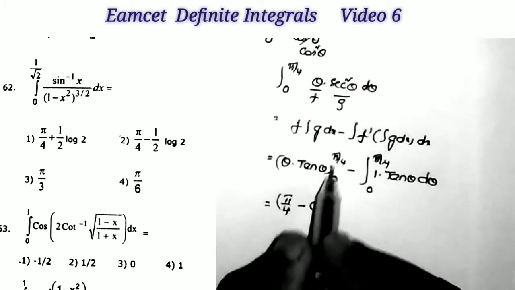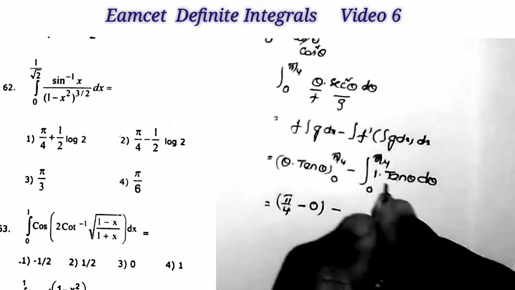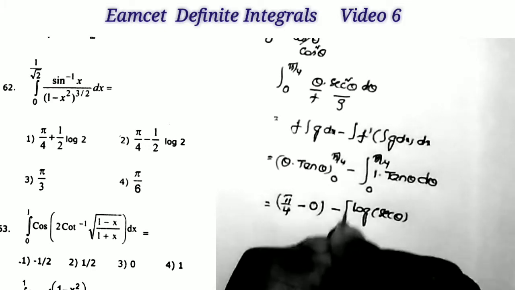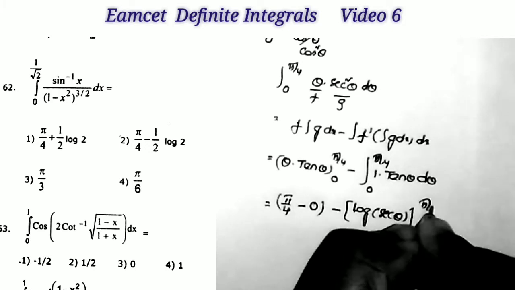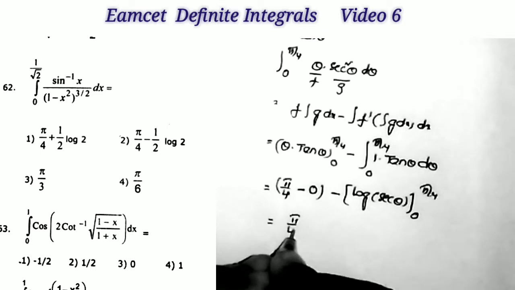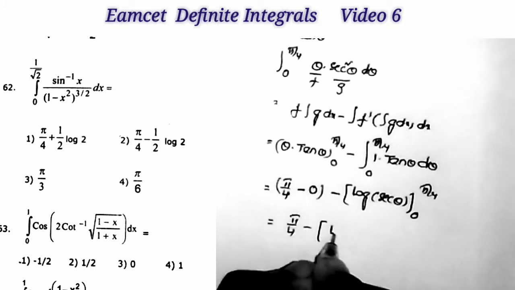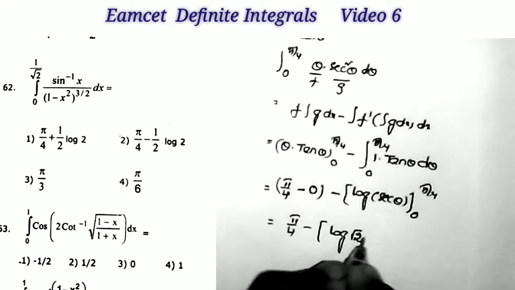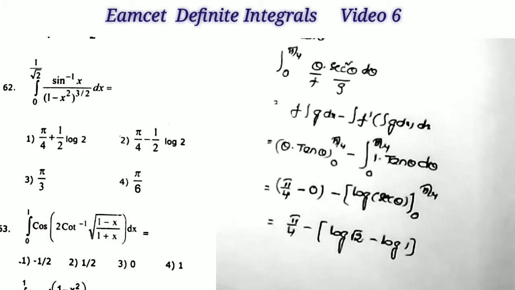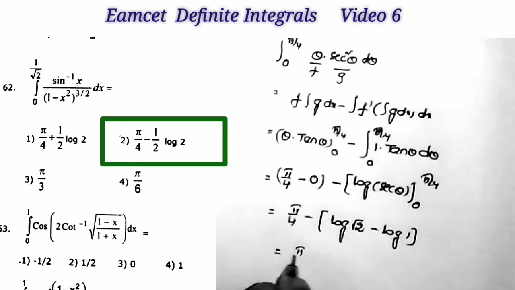Okay. Replacing the limits values in the first part minus, what is integral tan theta? Answer: log of secant theta, where the limits are 0 to pi by 4. Now this is equal to pi by 4 minus, replacing the limits values here, log of secant pi by 4. Secant pi by 4 is equal to root 2, and log 1 becomes 0 here. Therefore the answer is equal to pi by 4 minus 1 by 2 log 2, and that is the second option. That's all. Very easy question.